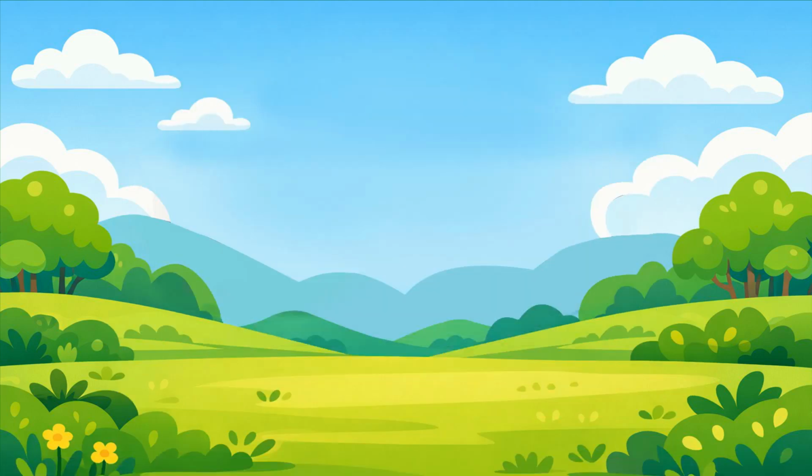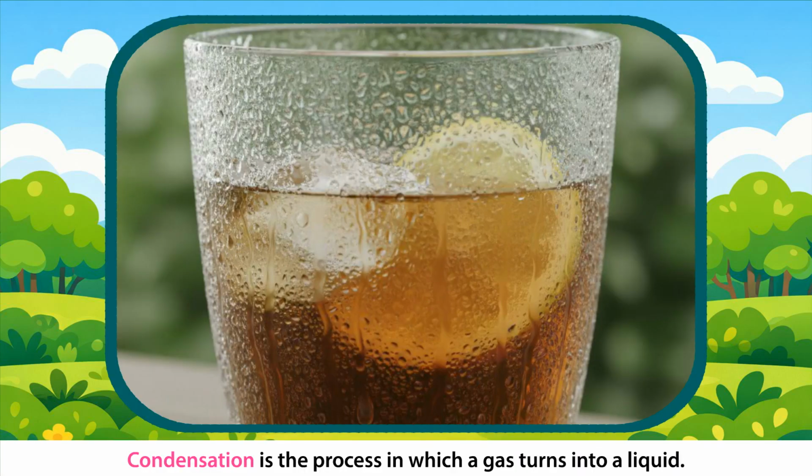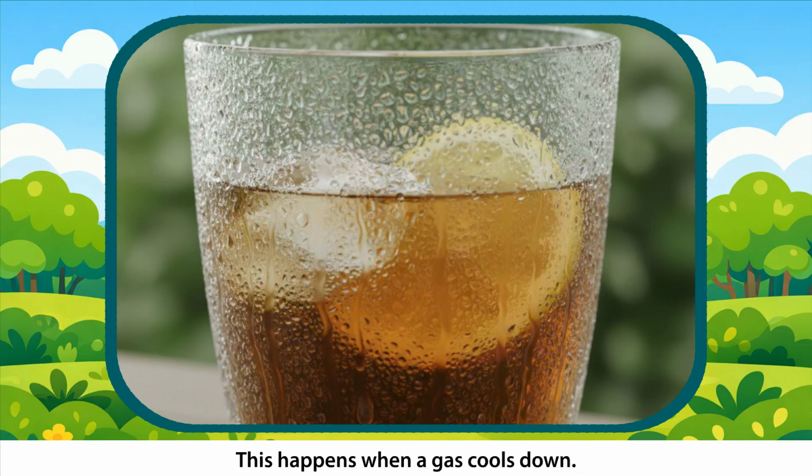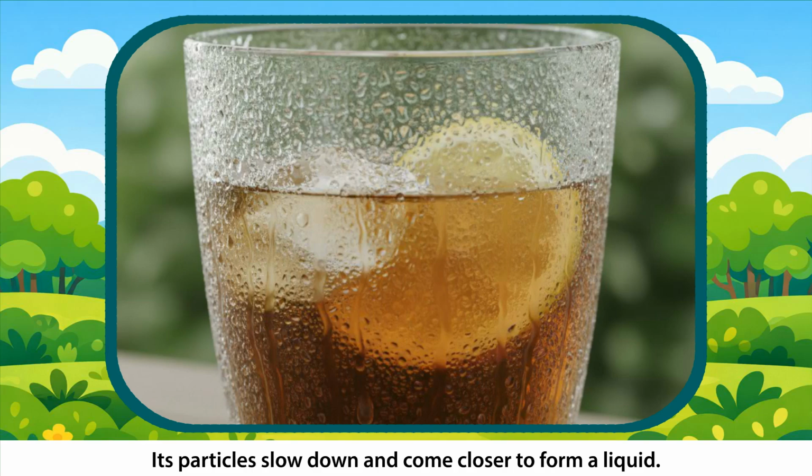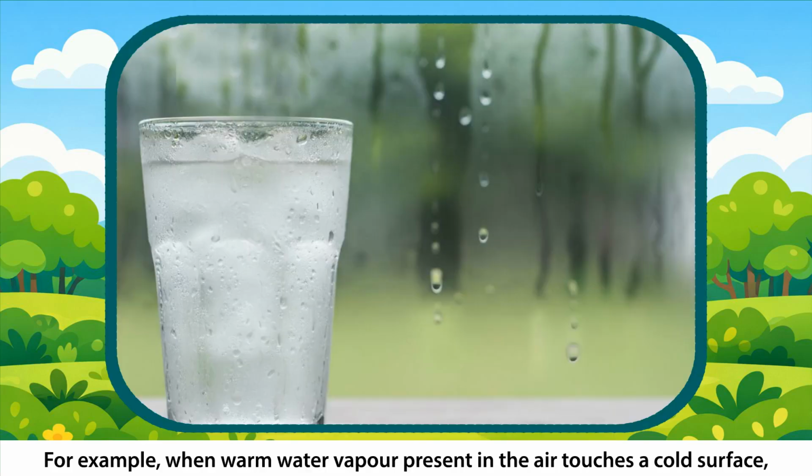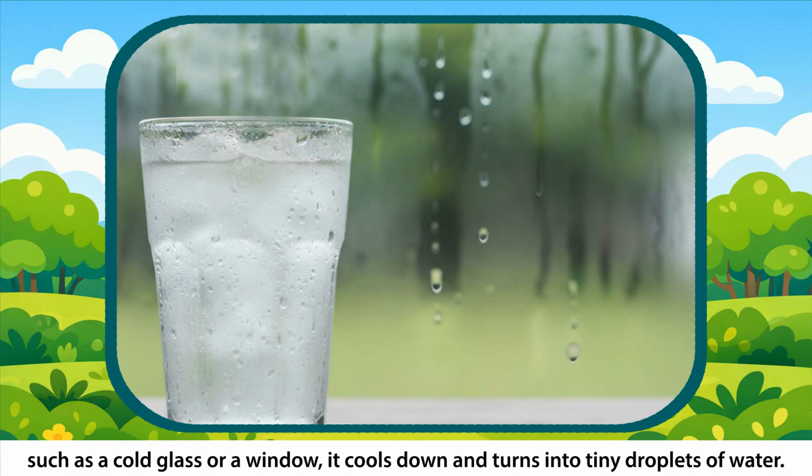examples of evaporation. Condensation. Condensation is the process in which a gas turns into a liquid. This happens when a gas cools down. Its particles slow down and come closer to form a liquid. For example, when warm water vapor present in the air touches a cold surface, such as a cold glass or a window, it cools down and turns into tiny droplets of water.